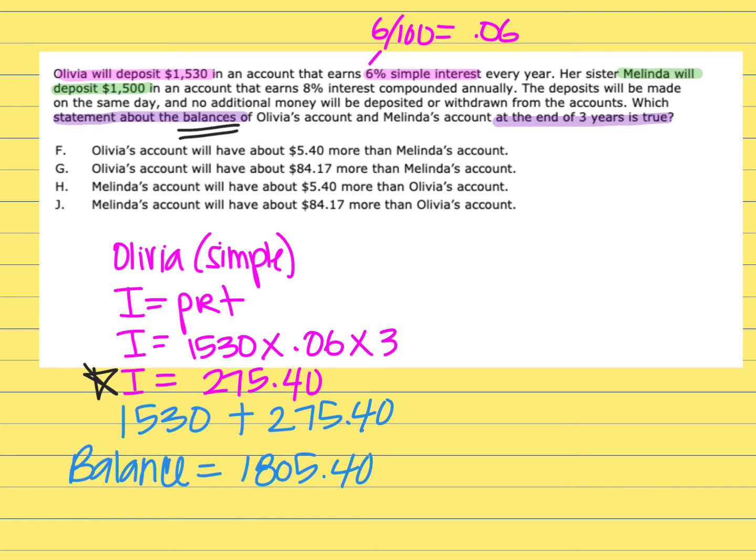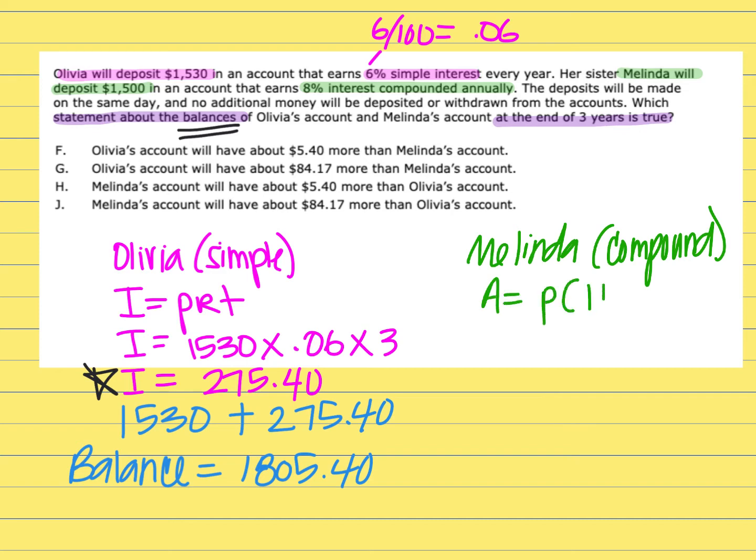Okay. Then the next thing I need to do is find out her sister's amount of money. So Melinda deposited $1,500 and she's earning 8% compounded annually. So again, I need to set up her information. Melinda, and she has a different situation. It's compound interest. So her formula is A equals P parentheses 1 plus R in parentheses exponent T. So I'm going to say A equals, her starting amount was $1,500. Then parentheses 1 plus, her interest rate was 8%. So that's going to be 0.08. And again, the amount of time is 3 years, so exponent 3.